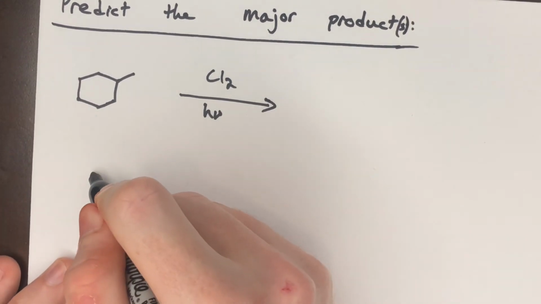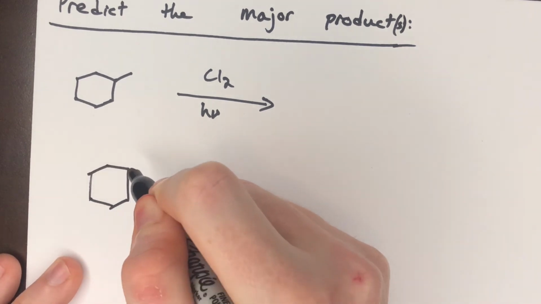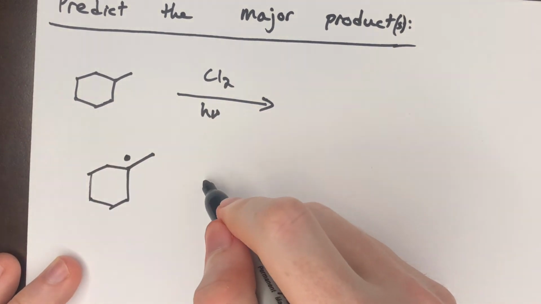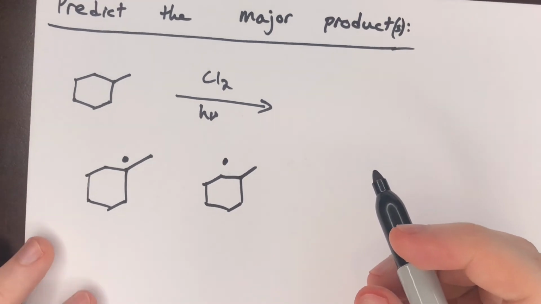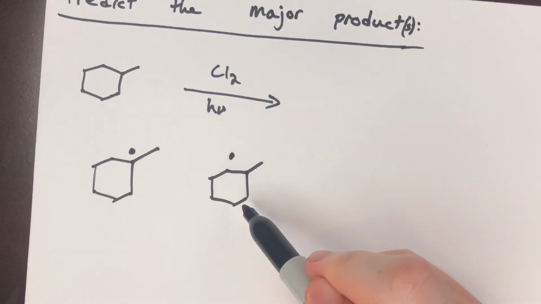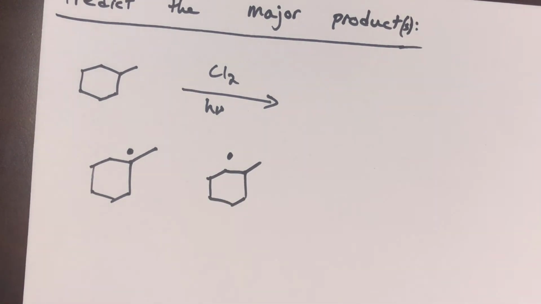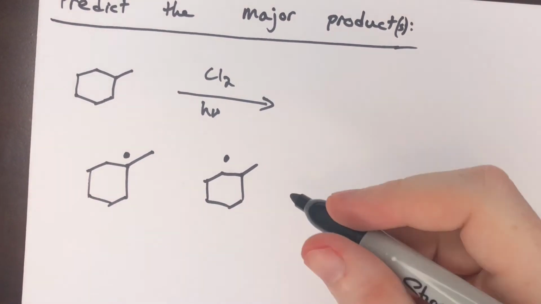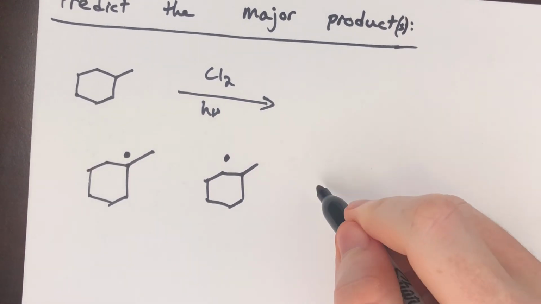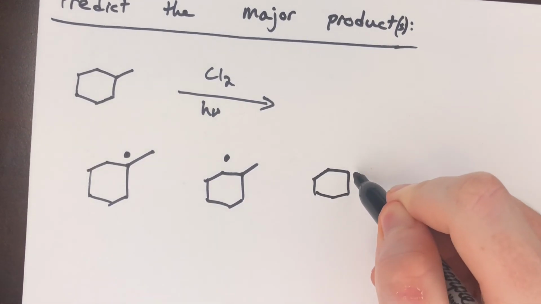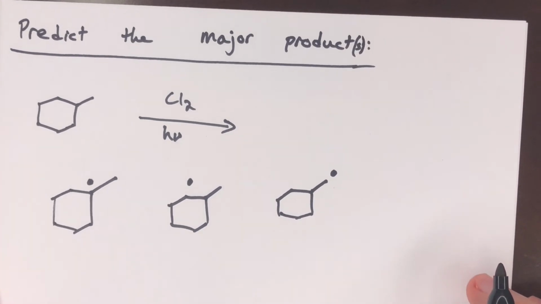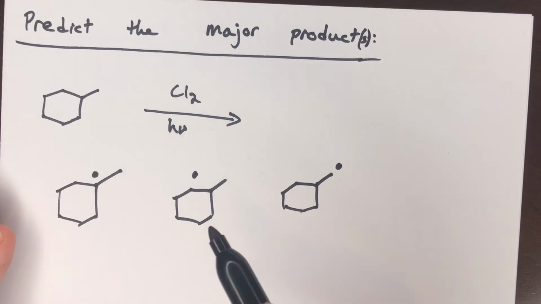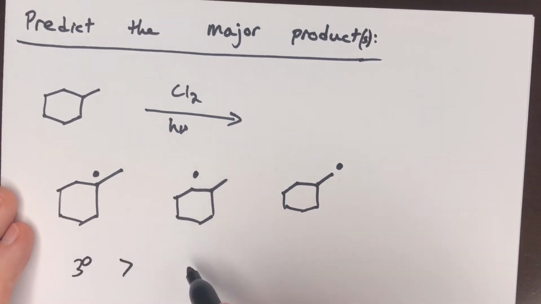So let's compare 3 of those that are representative. Here is the tertiary. Here is the secondary, one of them, representative of any. If the radical were to go here, here, anywhere else, that would be the same, that would be equivalent. And lastly, it could go here, which is primary. This is certainly going to be the least likely to happen. So here's our tertiary radical. That's more stable than the secondary. It's more stable than the primary.